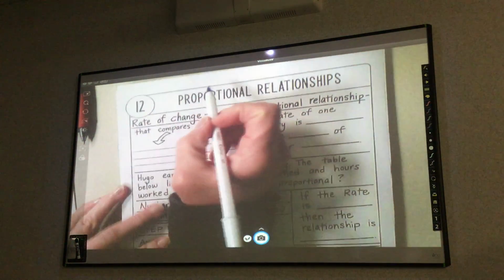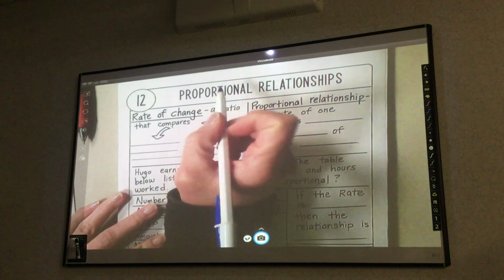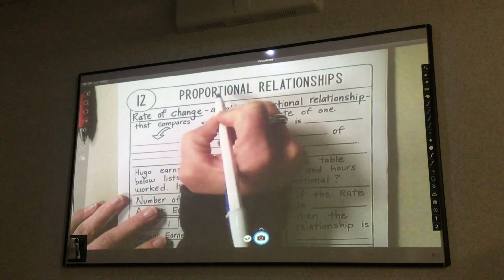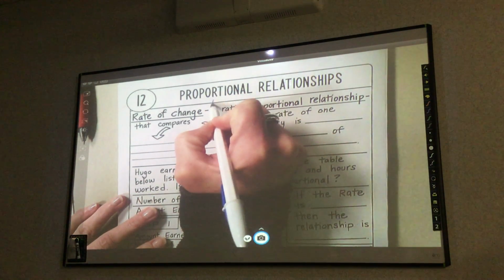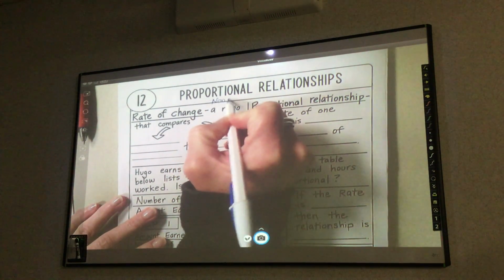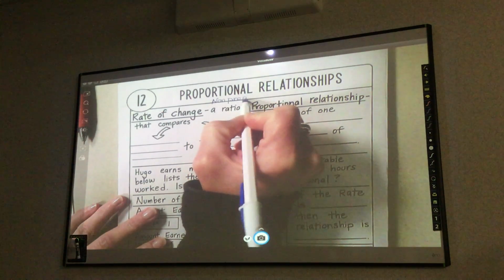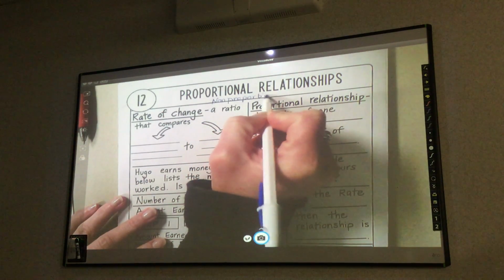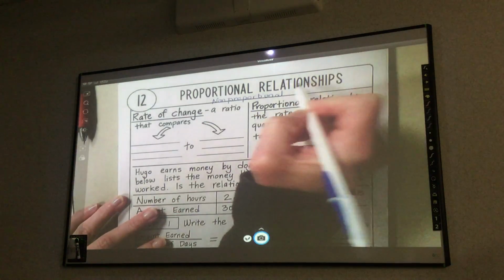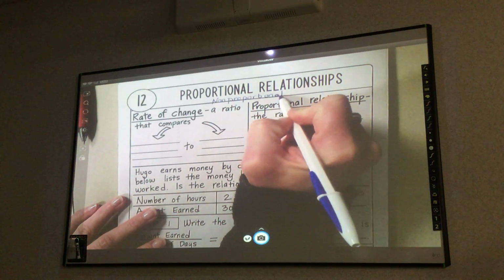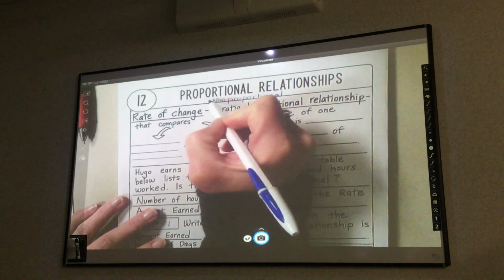Relationship, if we have proportional, and then the other, if it's not proportional, you call them non-proportional. This would be if they are not proportional, okay? That's the opposite.